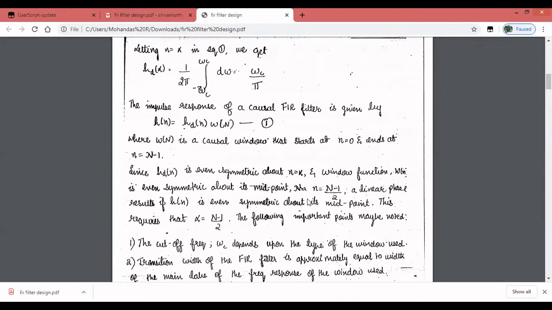Okay, and for obtaining that, we require alpha equal to N minus 1 by 2. So we have to remember one more formula for finding the midpoint. The midpoint can be found with a simple formula, that is small n equal to capital N minus 1 by 2. Then we have to remember some simple steps for finding your h of n.